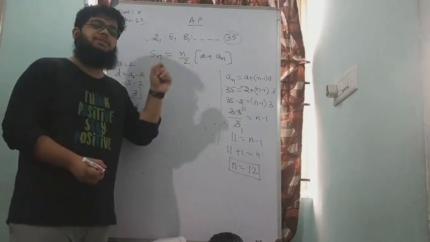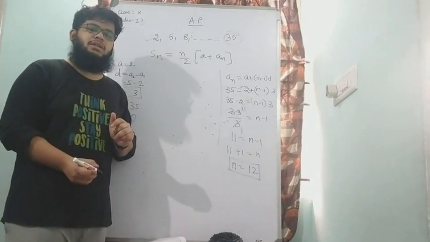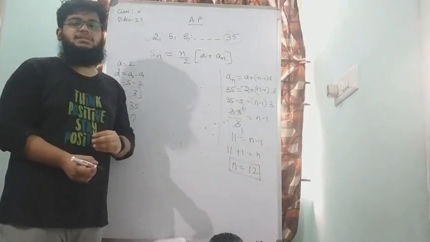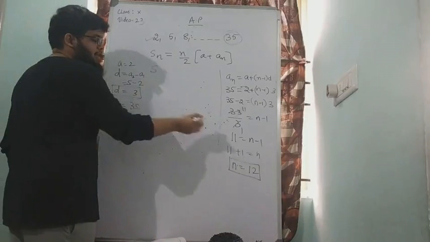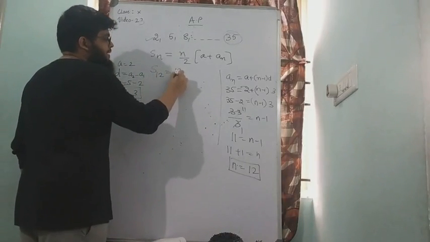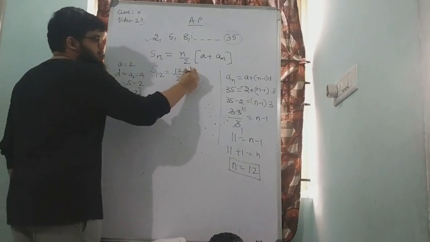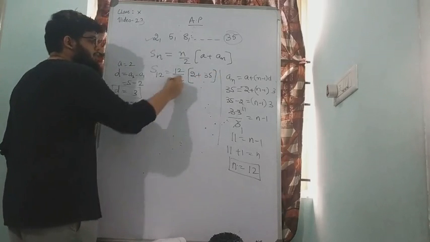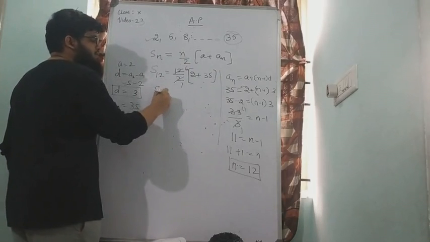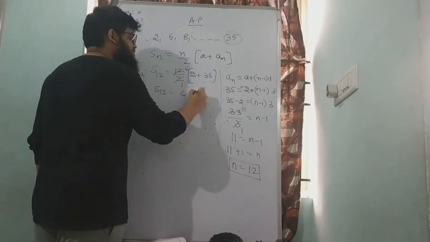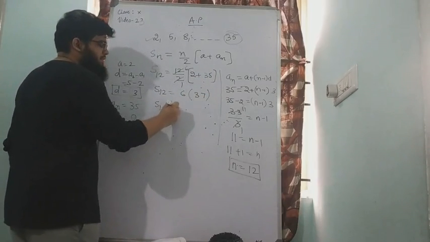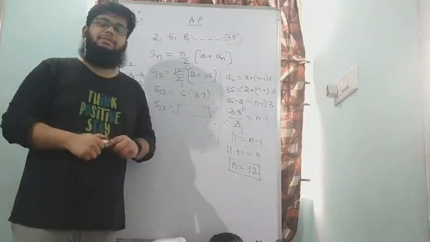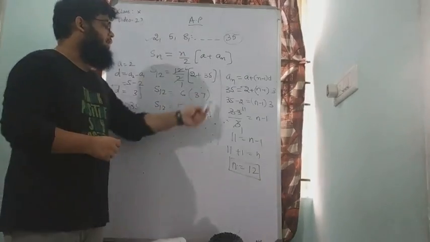So for these kinds of problems where the number of terms is not given, that is, the value of n is not given, we will find out the value of n by making use of the an formula, and then we will make use of that in this problem. So now the value of n is 12. S12 is equal to 12 by 2 into the value of a, which is 2, plus the value of an, which is 35, the last term, as I said to you. Now 2 ones are 2, 2 sixes are 12. S12 is equal to 6 into 35 plus 2, which is 37. S12 is equal to 6 into 37, and you will get your final answer after multiplication of 6 into 37.